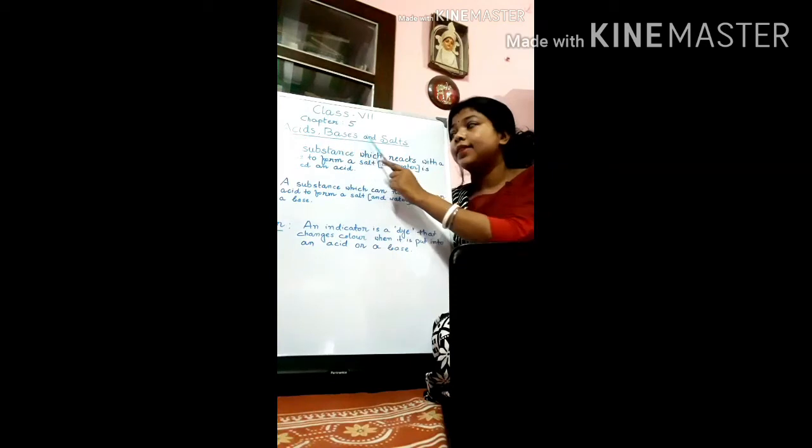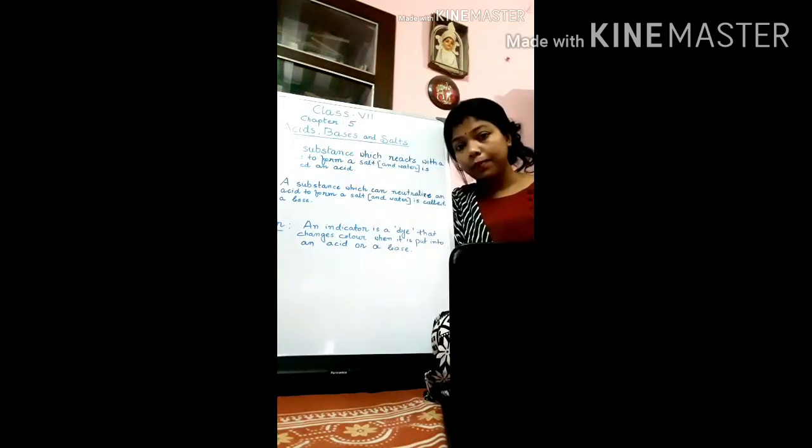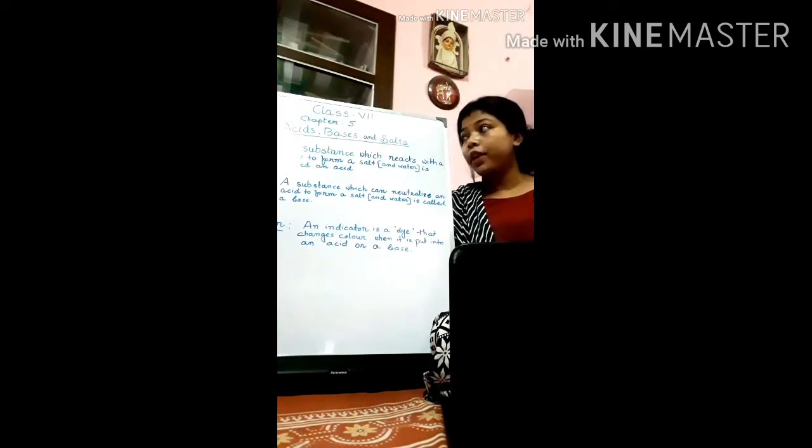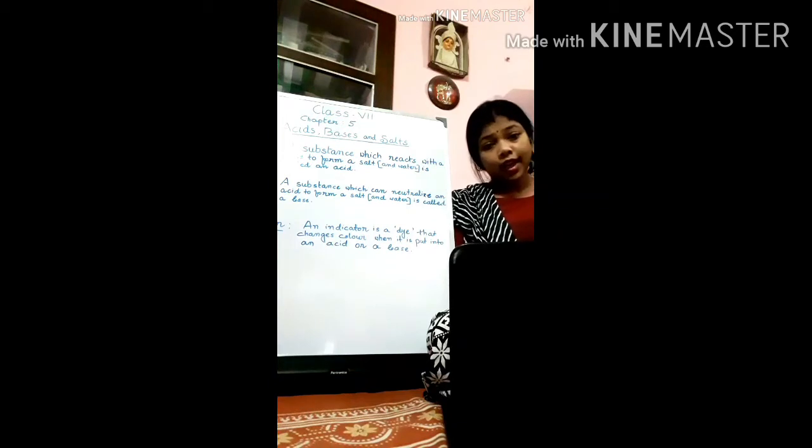Acids, bases and salts. In this chapter, we are going to learn about what acids are, what bases are, what salts are, what indicators are, and the properties of acids, bases, and salts. The terms acid and base have different definitions based on the particular way of looking at the properties of acidity and basicity.